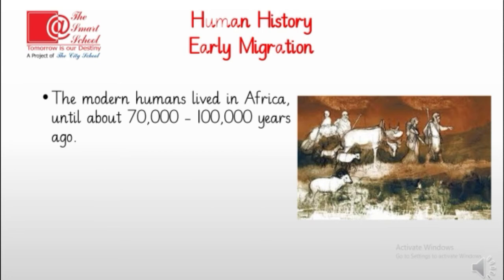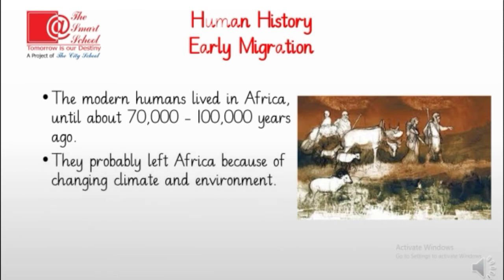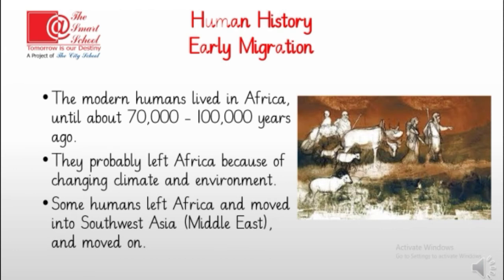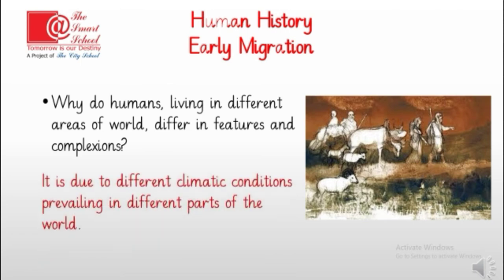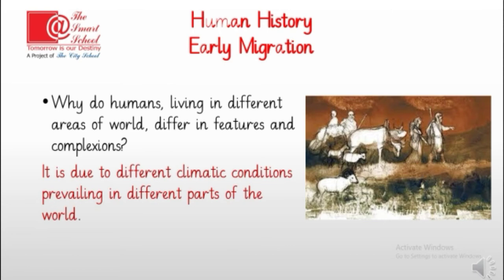The modern humans lived in Africa until about 70,000 to 100,000 years ago. They probably left Africa because of changing climate and environment. Some humans left Africa and moved into Southwest Asia, the Middle East, and moved on. Why do humans living in different areas of the world differ in features and complexions? It is due to the different climatic conditions prevailing in different parts of the world.